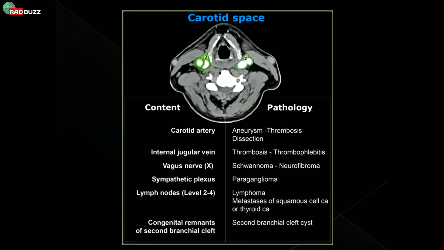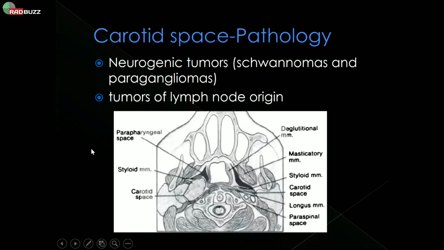Okay, so this is a CT image which has marked both the vessels, to show you the carotid space. Now the contents are the carotid artery, so any aneurysm, thrombosis, dissection, internal jugular vein thrombus or thrombophlebitis, the vagus nerve, its schwannoma or neurofibroma will be in this space. The sympathetic plexus may have a paraganglioma, lymph nodes can be there. Lymph nodes can be anywhere in the body actually, so lymphoma or metastases, and congenital remnants at times, a second branchial cleft cyst can be there.